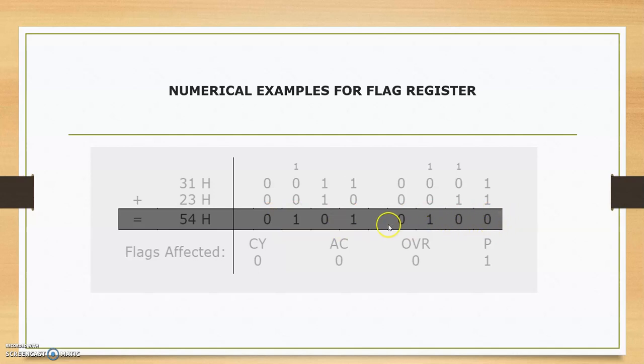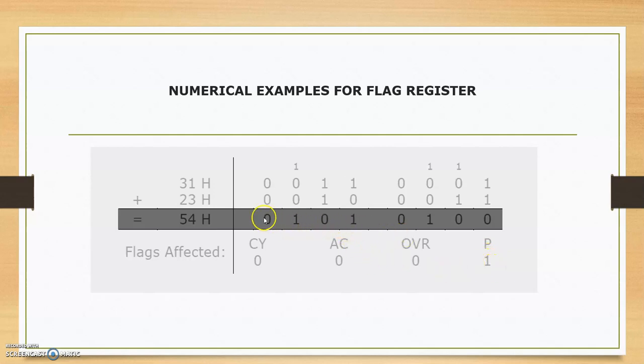We don't have any carry, so the carry flag is reset, and we don't have any auxiliary carry. There is no carry from the lower nibble to the higher nibble, that is auxiliary carry, so the auxiliary carry is also reset. Next is the parity. The parity means the number of ones in the result. We have 3 ones, which is an odd number, so the parity flag is set.